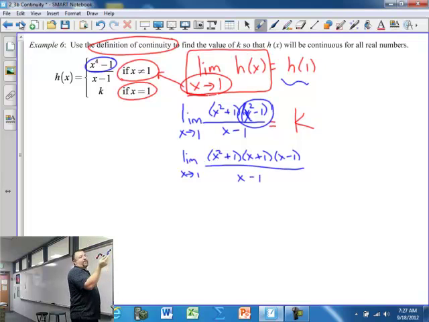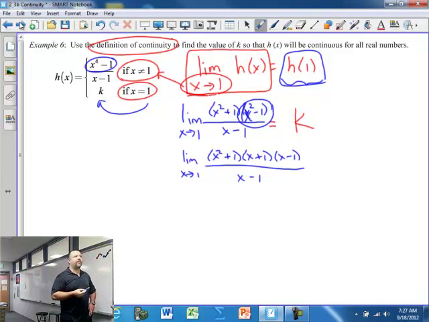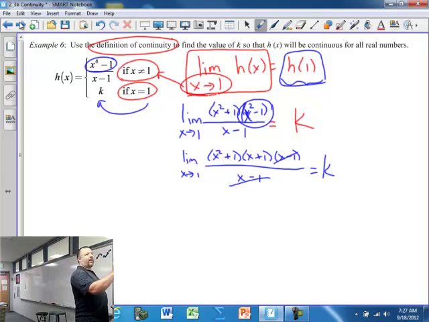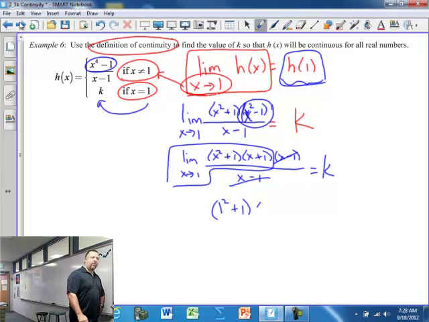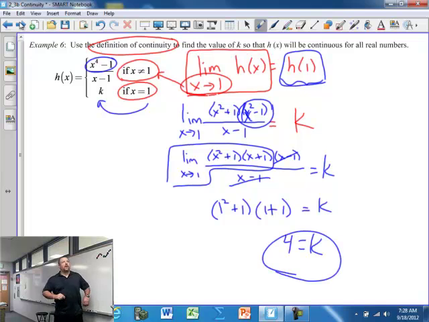And by the way, I think I just wrote this down and didn't mention it, but h of 1 happens just to equal k. So this whole thing is going to equal k every time, fitting our definition. Once I have these factored, I can cancel like factors, removing my 0 over 0 problem, and now going back to evaluating my limit as x approaches 1. That gives me 1 squared plus 1 times 1 plus 1, and the whole thing is going to equal k. Well, 1 squared is 1, plus 1 is 2, and 1 plus 1 is 2, and 2 times 2 is 4. So my value of k to make this function continuous is simply 4.